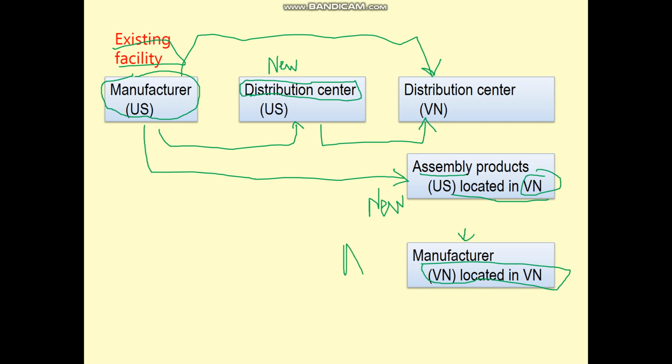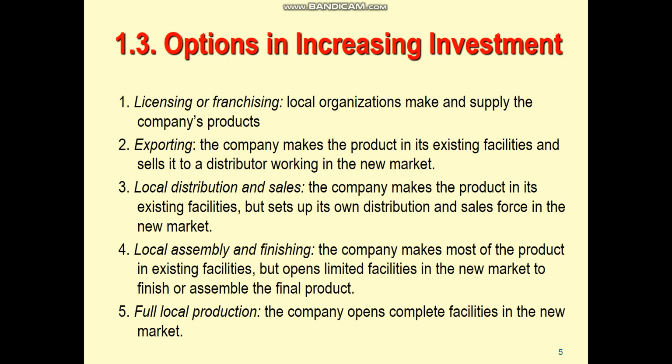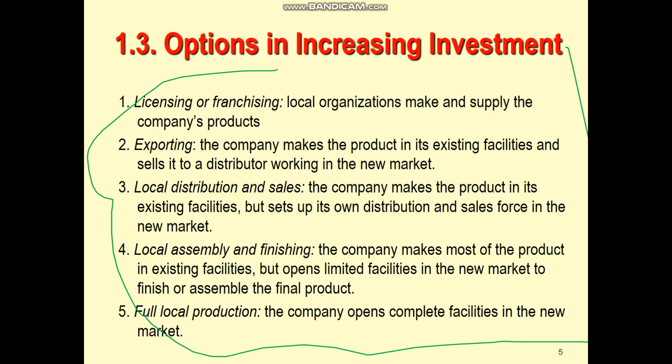So this is also have to locate the new factory in Vietnam. So I hope via this example you can understand completely about these 5 options when they have to make the new facility or existing facilities.